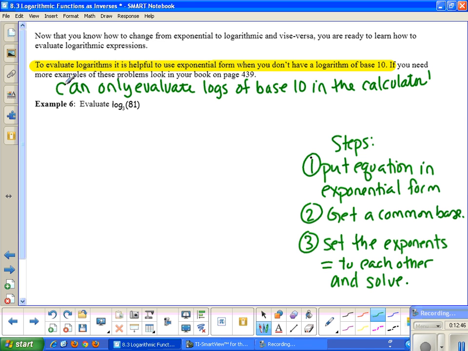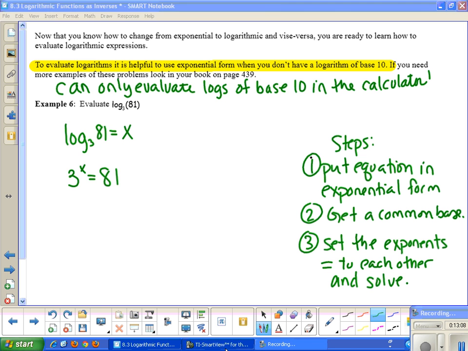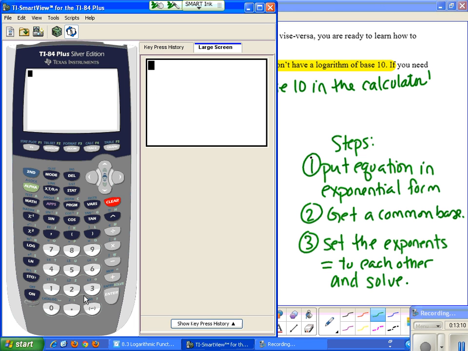For example, I have right now log base 3 of 81 equals something. I'm trying to find that something. So to solve this, since I can't put it into my calculator because I don't have base 3 in my calculator, I would do 3 to what power is equal to 81. Now, I would try to see if I can get the same base. So I need to figure out 3 to what power would give me 81. If I do 3 to the second power, I know it's 9. 3 to the third power, we know is equal to 27, just to show you. And let's try 3 to the fourth power.